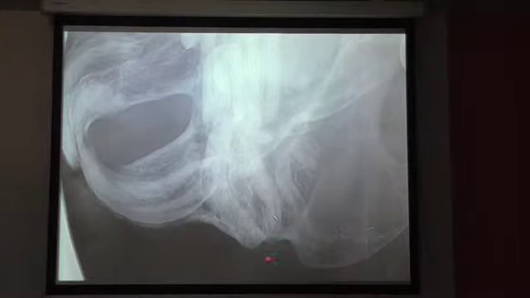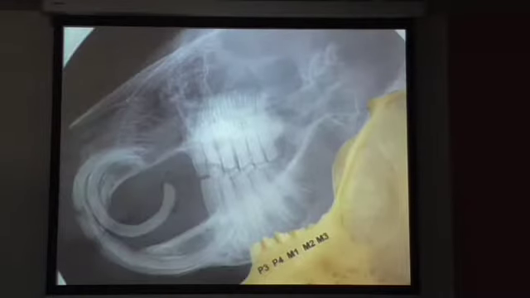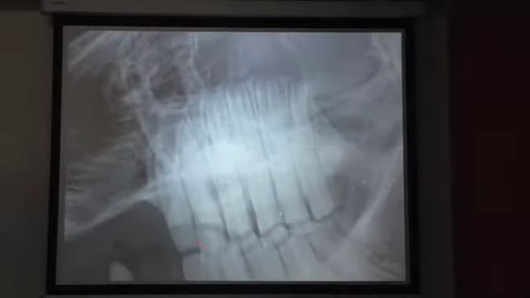Another X-ray of hugely elongated cheek teeth, and just odontoma formation of the incisors. This is huge, again, huge malocclusion of the incisors. In this case, again, we need to extract them out.